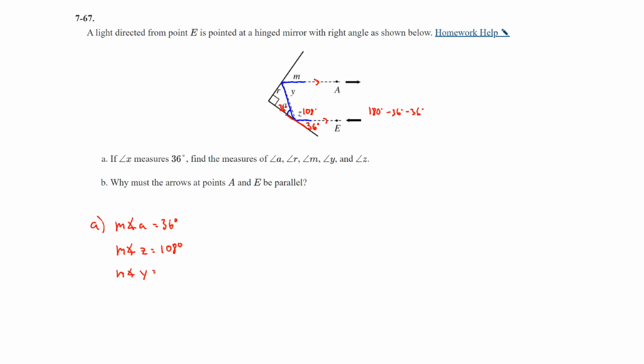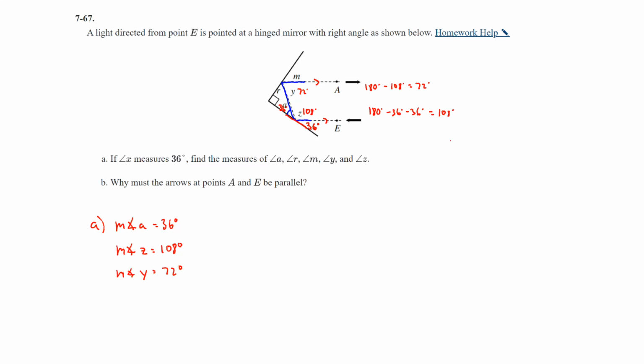We can now find the measure of angle Y. We said earlier Y and Z are supplementary because you have two parallel lines cut by a transversal, and those are same side interior. So Y would be 180 minus 108, which is equal to 72 degrees. And sorry, this one down here should have been 108 degrees. And so that gives us 72 degrees for angle Y.